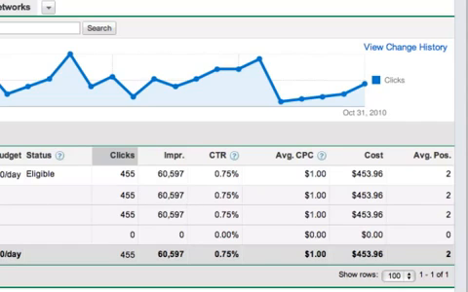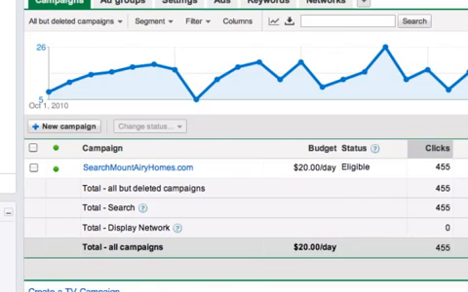So what we do to dig in just a little bit deeper here is, and by the way, this $453 that he spent, if you do the quick math, if your budget is $20 and we had a 30-day month, that would be $600. So it's easy to tell that you haven't spent the entire budget there. But here's how we dig in a little deeper.